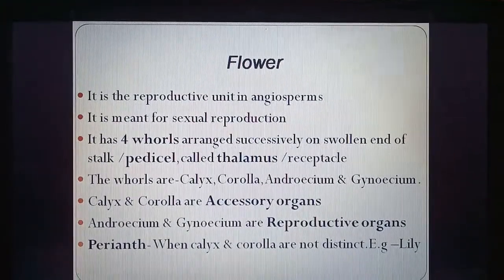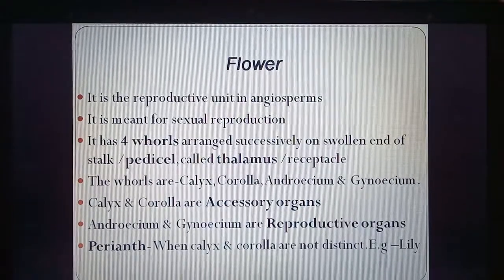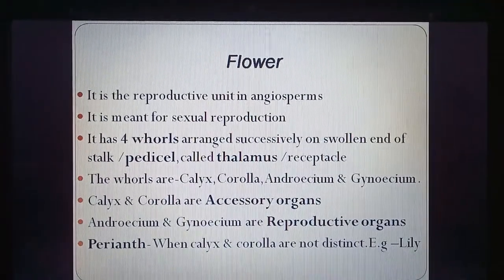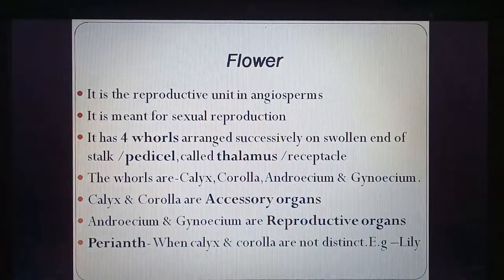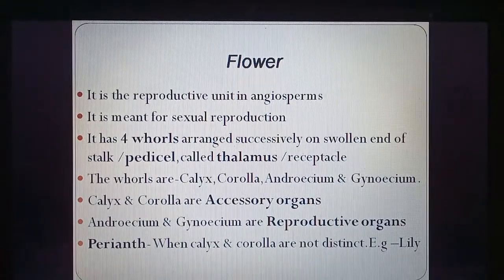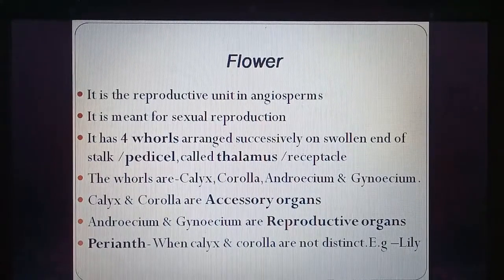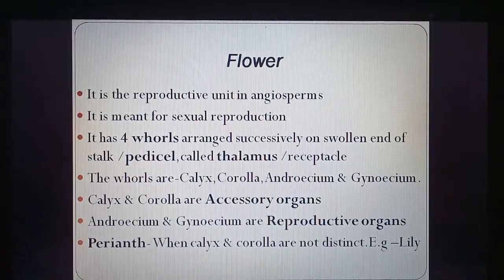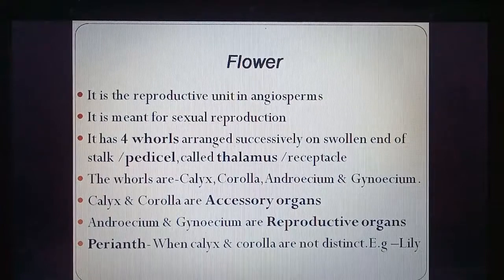Now what is a flower? So a flower is the reproductive unit in angiosperms. It helps in reproduction in flowering plants and it is meant for sexual reproduction because it produces gametes which will fuse. It has 4 whorls.